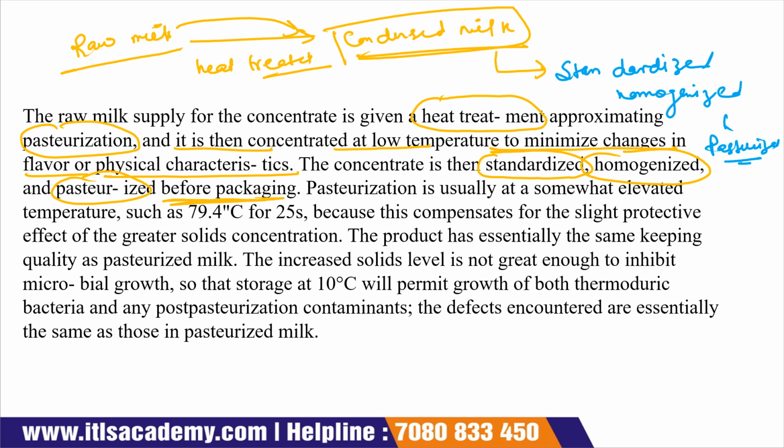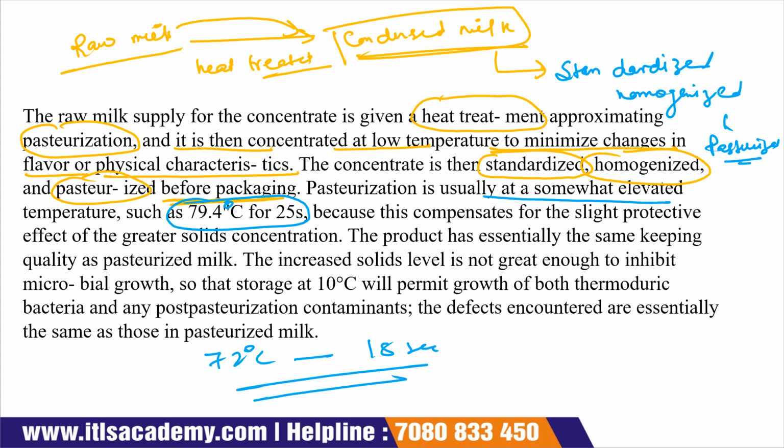Pasteurization is usually done at some temperature around 72 degrees Celsius. The common pasteurization temperature is 72 degrees Celsius for 15 seconds. But here the temperature is somewhat elevated. It will be 79.4 degrees Celsius for 25 seconds, because this compensates for the slight protective effect of the greater solid concentration. Now the product has essentially the same keeping quality as a pasteurized milk.